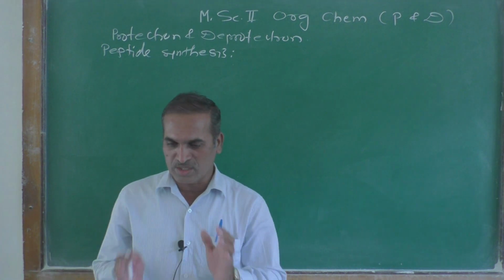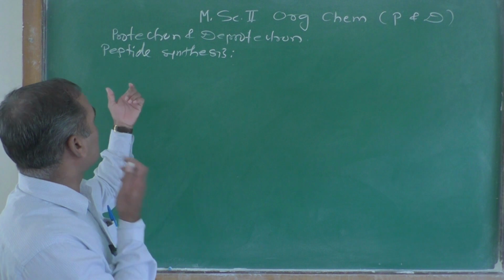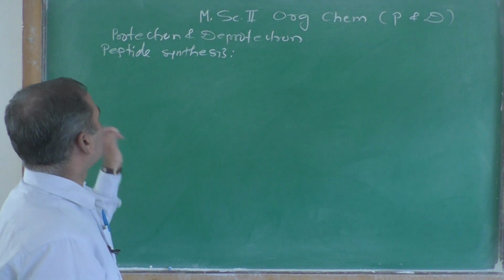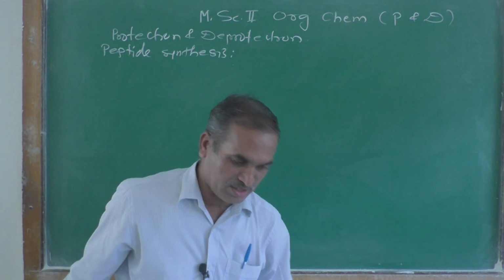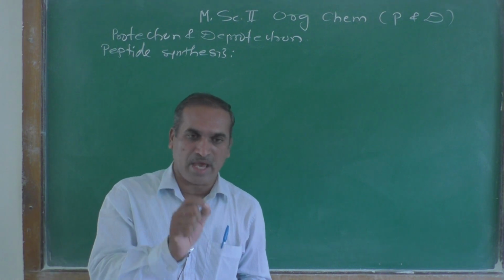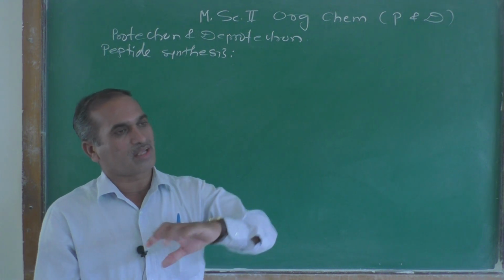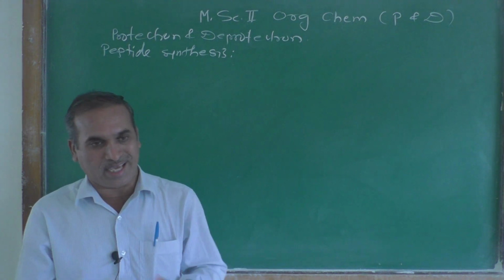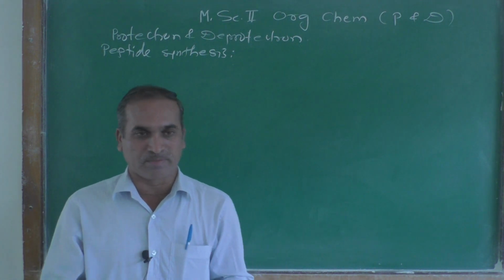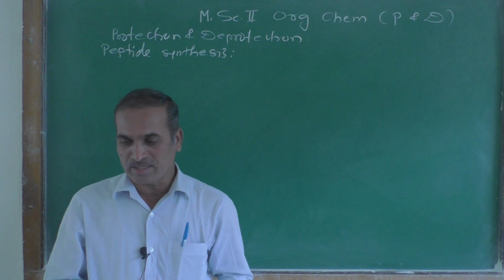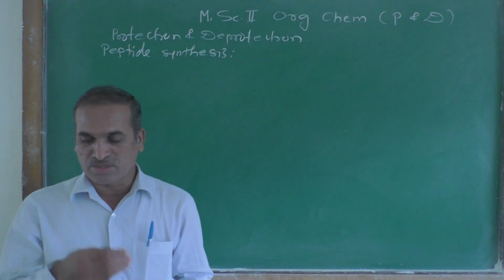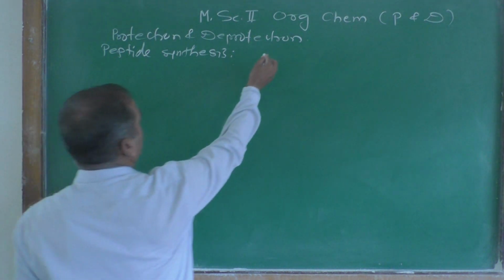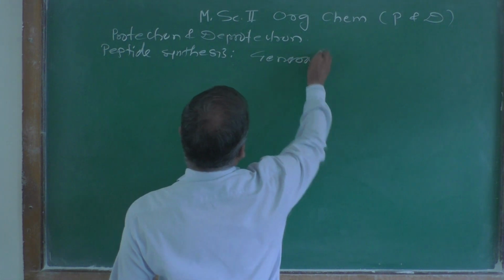Today, what are we going to discuss? Today we are going to discuss the protection and deprotection used for the synthesis of peptides. How is peptide synthesis carried out in the laboratory or naturally, how is the peptide bond or peptide linkage formed, which is a secondary amide type of bond. Now we are going to learn what the general peptide is.